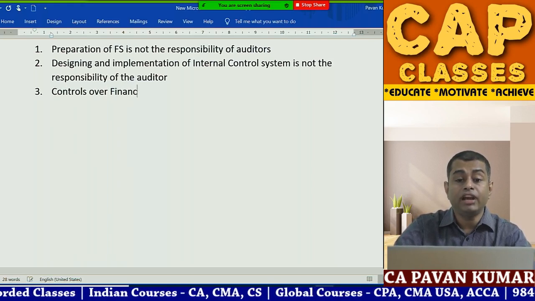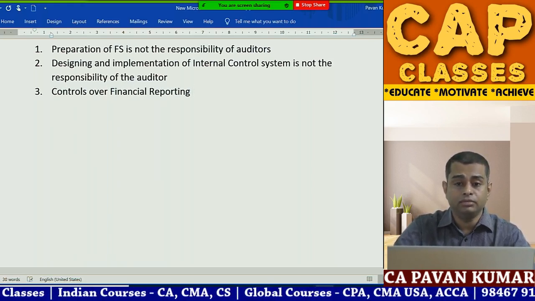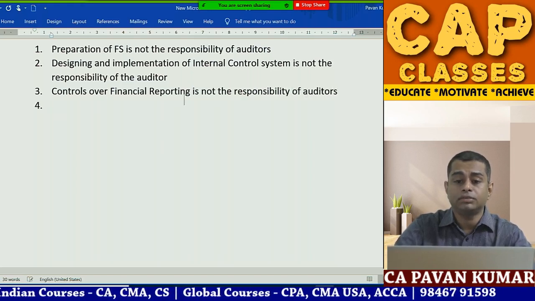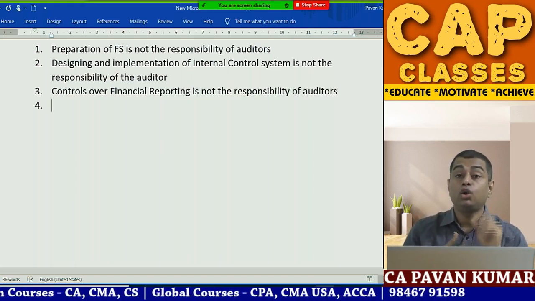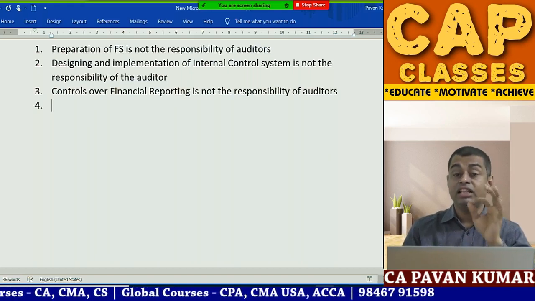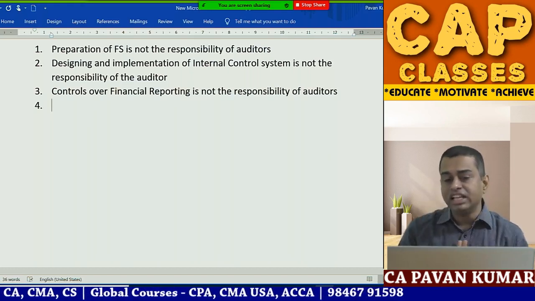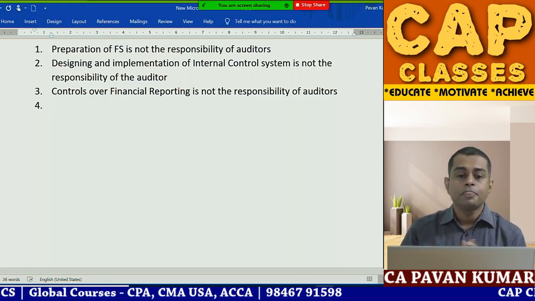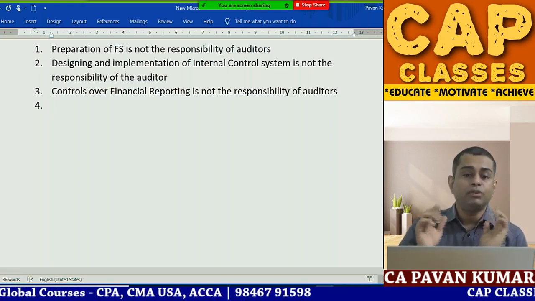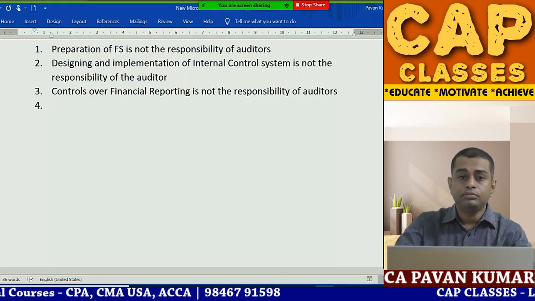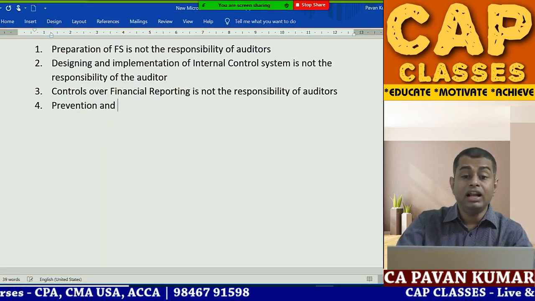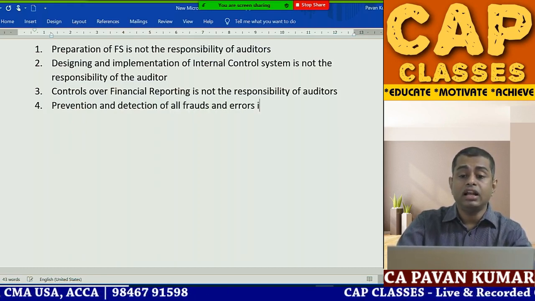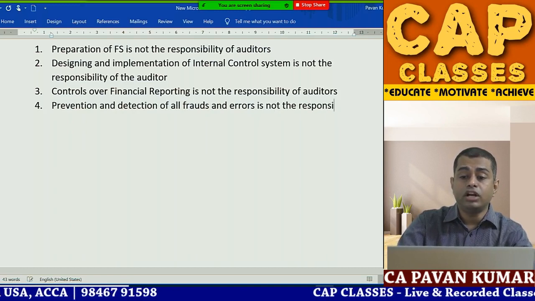Controls over financial reporting, section 134 of the Companies Act 2013, is not the responsibility of auditors. Prevention and detection of all frauds and errors is not the responsibility of auditor.